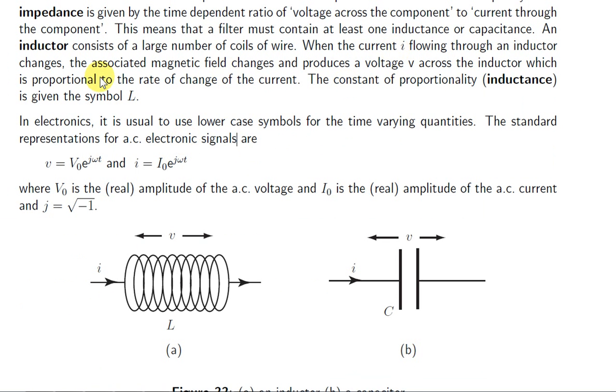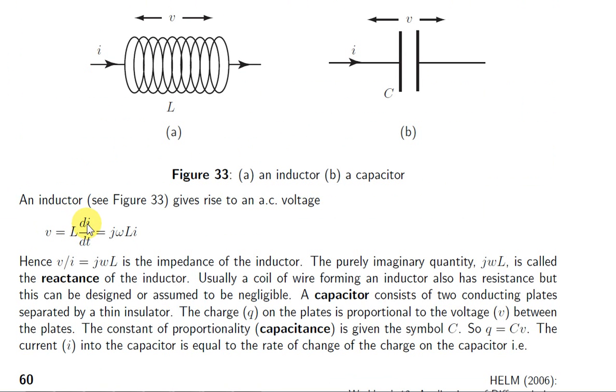When the current I flowing through an inductor changes, the associated magnetic field changes also. So a changing current gives rise to a changing magnetic field. And when we have a changing magnetic field, we get a voltage V across the inductor. That voltage across the inductor is proportional to the rate of change of the current with time. So V is proportional to dI/dt. dI/dt is the rate of change of current with time. The proportionality constant is called L. That's a property of the inductor. It depends on the number of coils of wire in the inductor. L is called the inductance of the inductor.